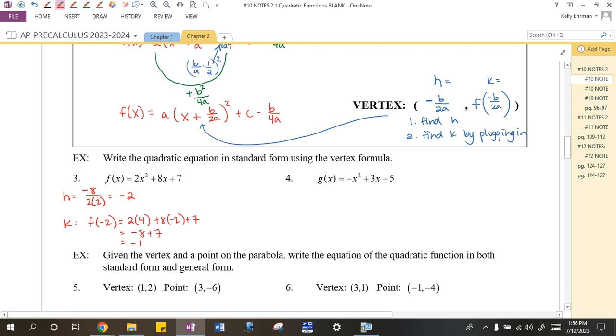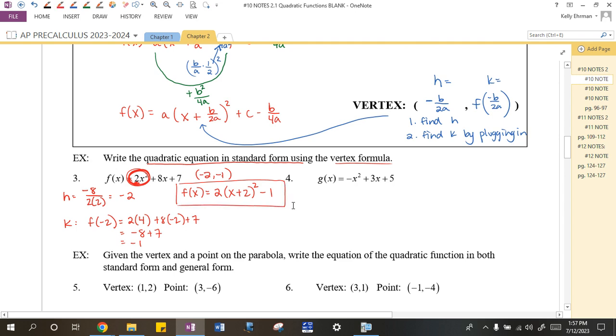Okay, now the problem wasn't find the vertex though. It says write the equation in standard form using the vertex formula. So what do I have to do? I need to still write the equation. So I can see the vertex is -2 and -1. I can see that the a value is 2. So f of x in its vertex form has to have the 2 out in front. And then it's x minus h, so plus 2 squared, plus k, so -1.